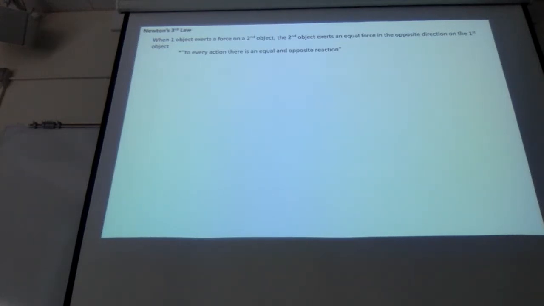So notice, if I have one object exerting a force on another object, whatever it wants to be, here I'm an object, here's a second object, and I exert a force on it, the second object exerts an equal force in the opposite direction back on the first object. So I push on this thing, it pushes back on me. I push on the wall, it pushes back on me. Opposite direction, same force. I push on this thing, and even if it's moving, it's still pushing back on me with the exact same force.